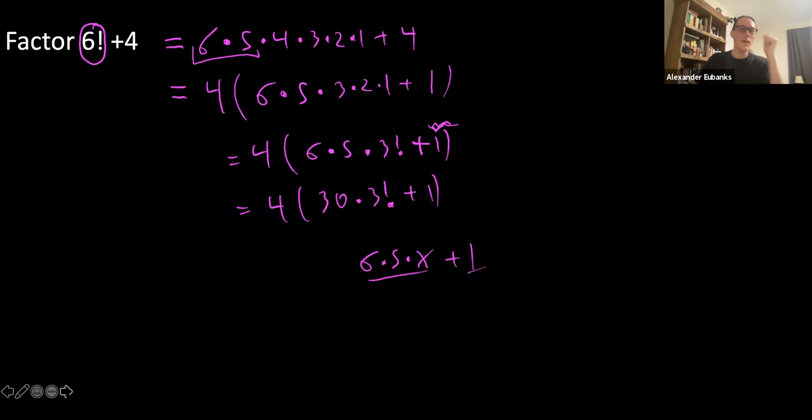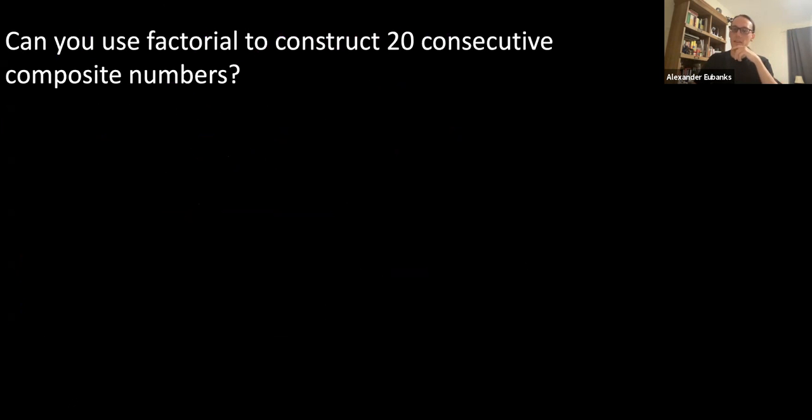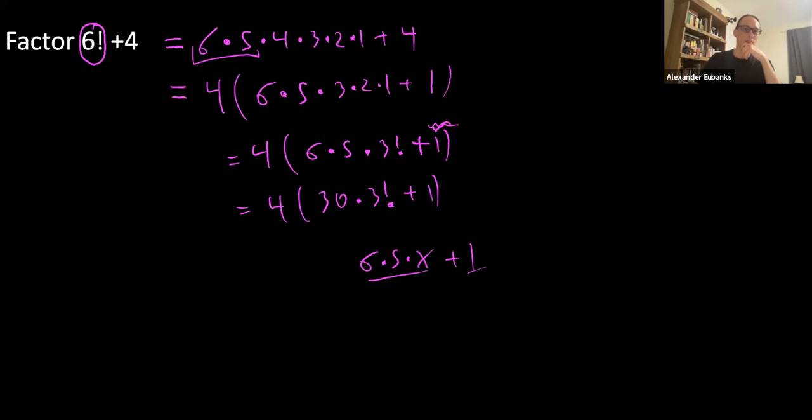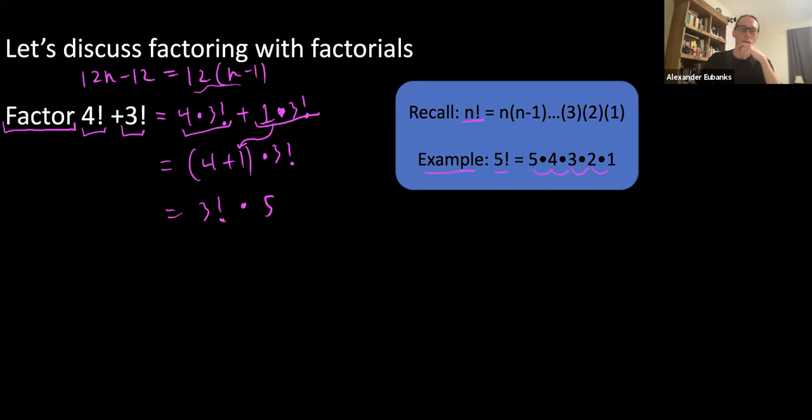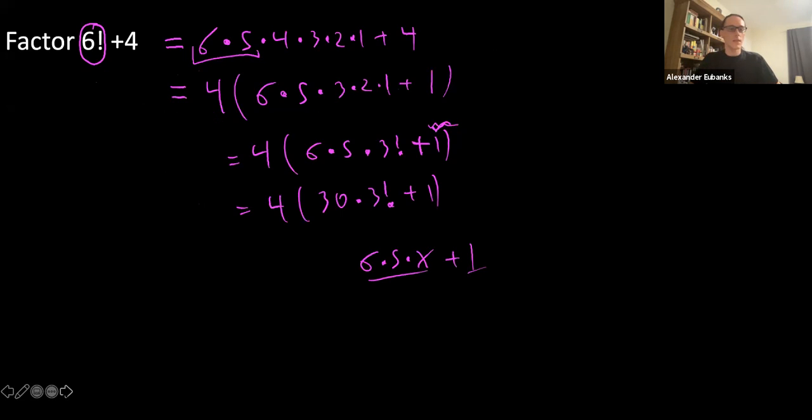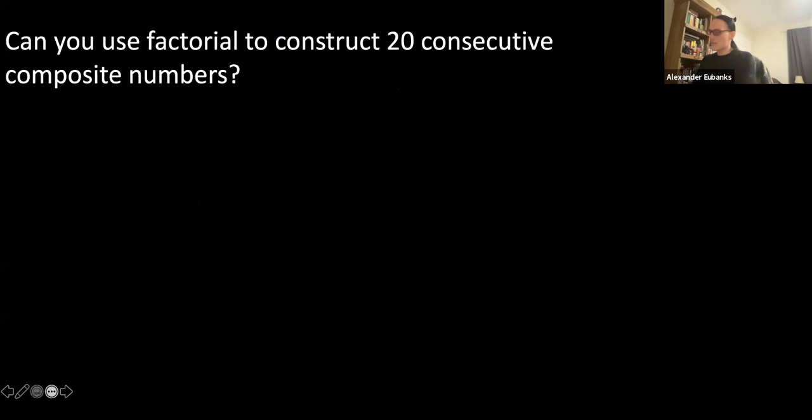So instead, we might want to try to be a little sneakier, right? We want to be a little bit more clever and try to use this idea of factorial, right? Think about what you notice when you're adding a factorial and another number. When you're adding two factorials, what can you notice about them? Just take a minute to think about that. I can give you hints.